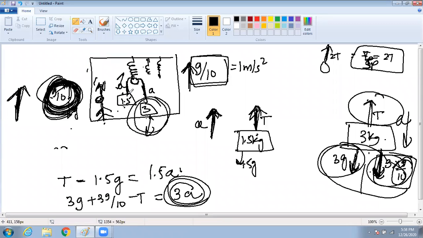Clear? All of you. So subtract. G by 10 is what? 10 by 10 is 1. So this becomes 3. So 30 plus 3 is 33. Whatever you can find out now. Okay, let us go to the next problem. All of you clear, no?